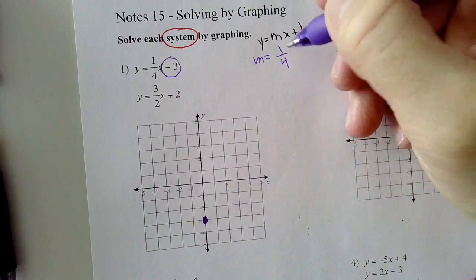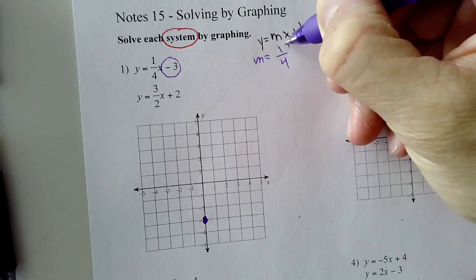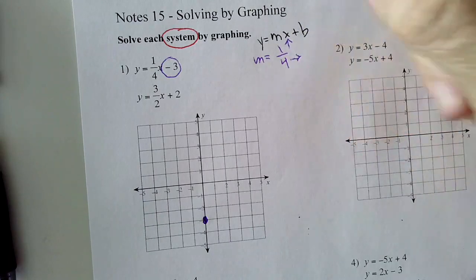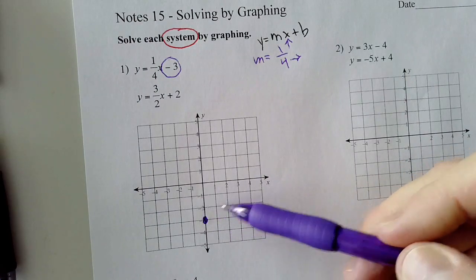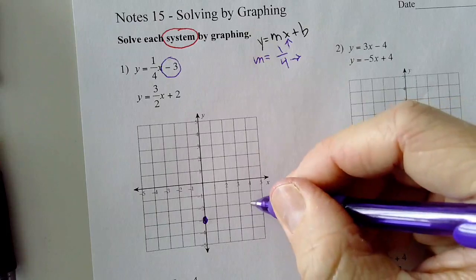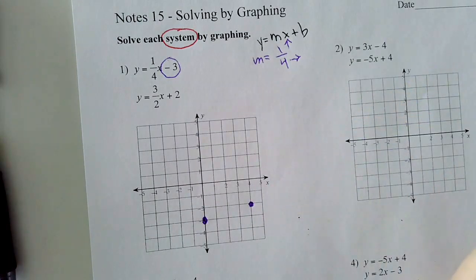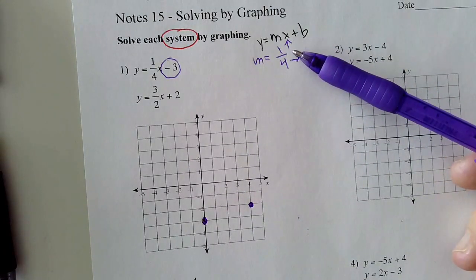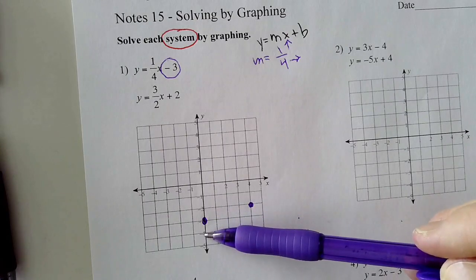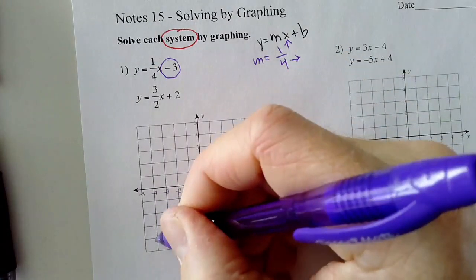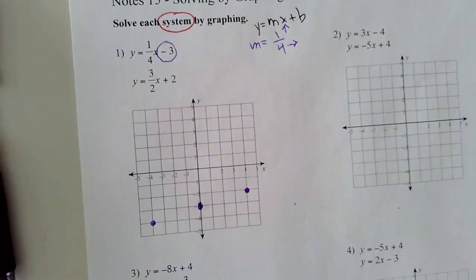What that means is you're going to go up 1 and right 4 from the B, always from the B. So up 1, right 4: 1, 2, 3, 4. That's going to be our second point. You could get another point on the line by also going down 1 and left 4. Just switch both of the arrows, and you can get another point on the line. Okay, so that's right here. And I'm going to put both of those on there, and you'll see why in just a second.